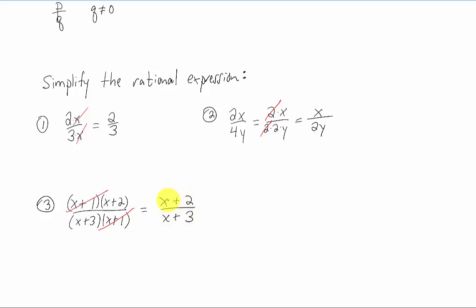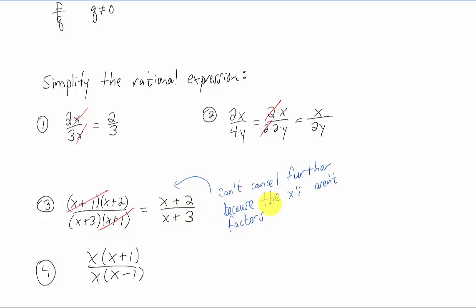Now it would be really tempting to cancel the x here in the numerator with the x here in the denominator. The problem is this x and this x are not factors. They're not multiplying everything else in the numerator or everything else in the denominator. So we're not actually allowed to cancel them. So this right here is as simple as this rational expression gets because we're not allowed to cancel anything further.